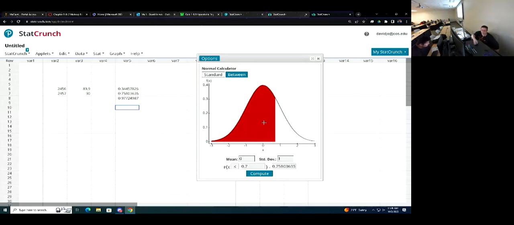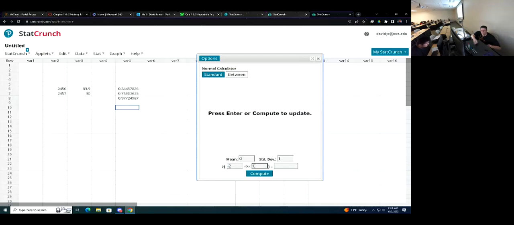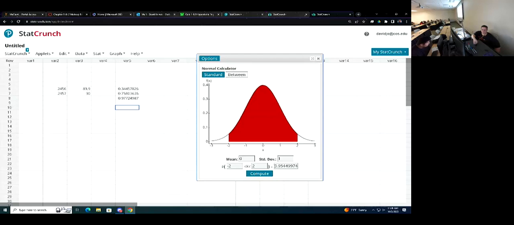And finally, if we want between, we gotta come up here and click between. If we click between, we can change both values. We don't have to set them equal to the same value, but this question asks for both of them to be equal. So 0.95449974.